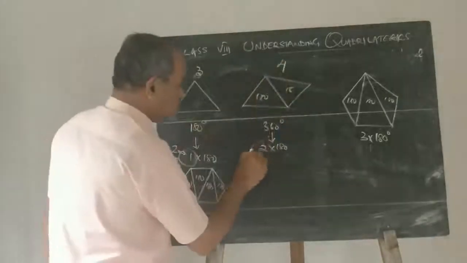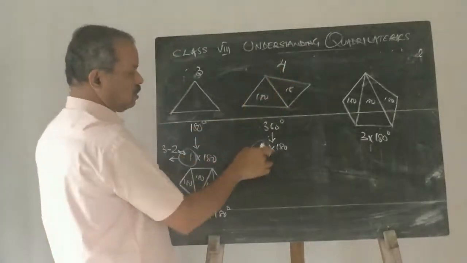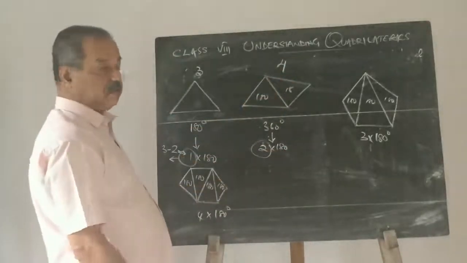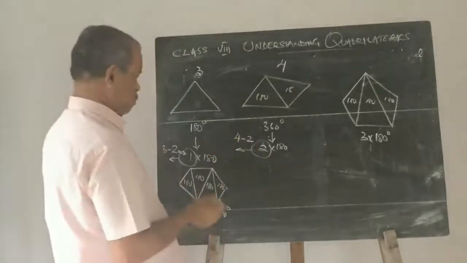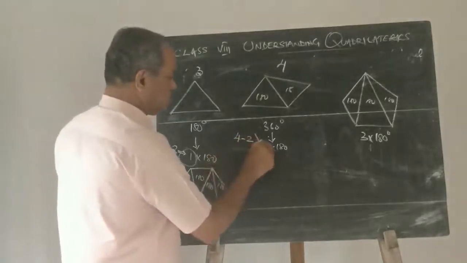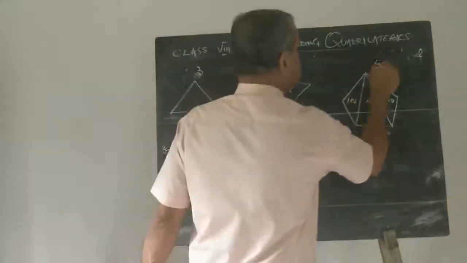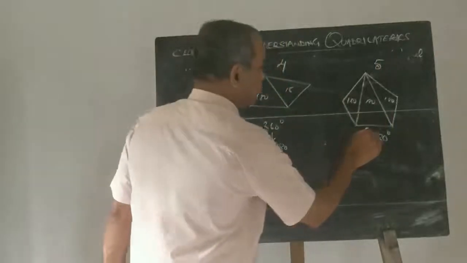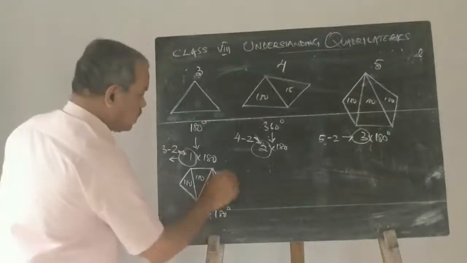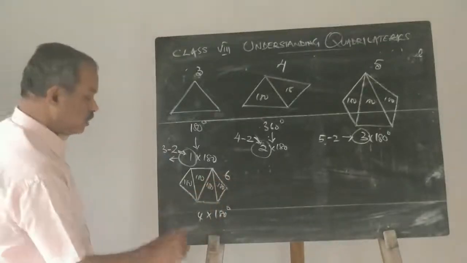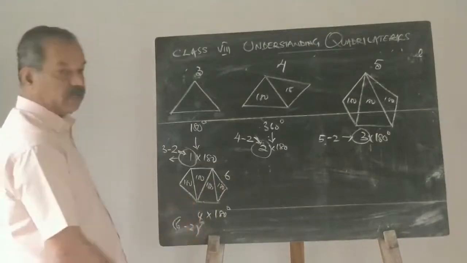4-sided, 2 into 180. How can you relate the number of sides and how many times 180? 4 minus 2. 5 sides, 3 into 180. This 3 means 5 minus 2. Here 6 sides, 4 into 180. That is 6 minus 2 into 180.